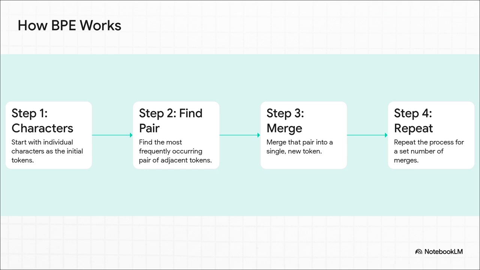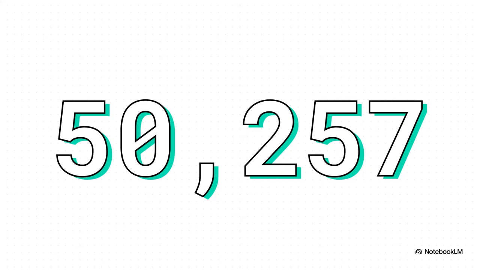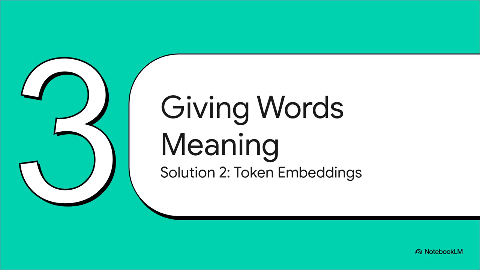And it just keeps doing that over and over. So maybe E and S become ES. Then later, ES and T might become EST. It does this thousands of times, so it naturally discovers common parts of words, like ing or li, and makes them their own tokens. What you end up with is a vocabulary that's super powerful, but still a manageable size. To put it in perspective, the famous GPT-2 model, its entire vocabulary was built on just over 50,000 of these subword tokens. That's it.